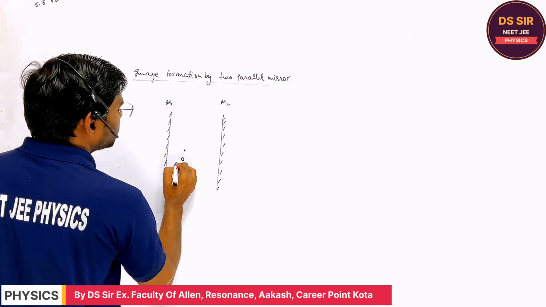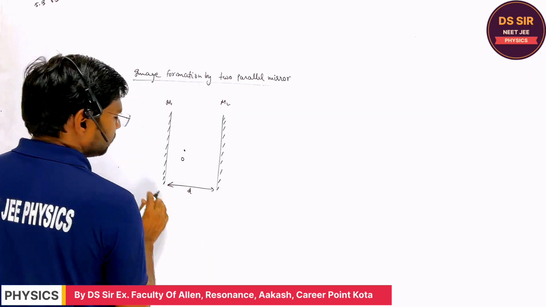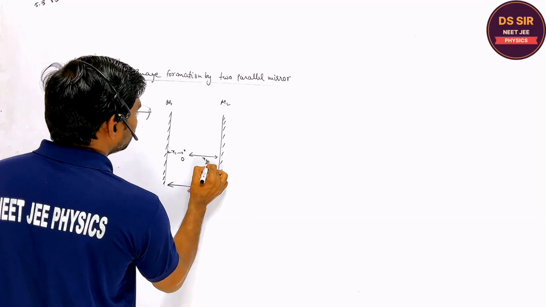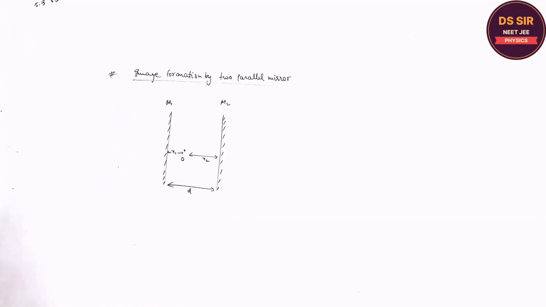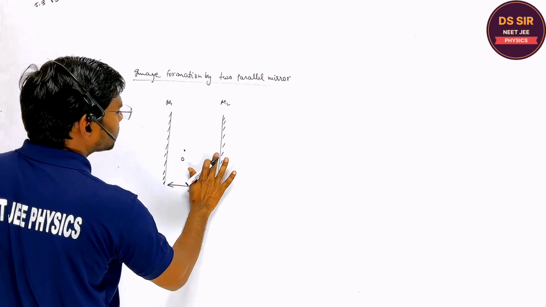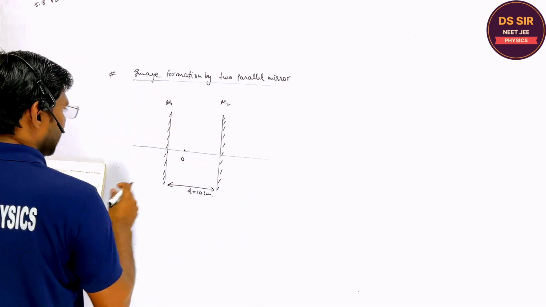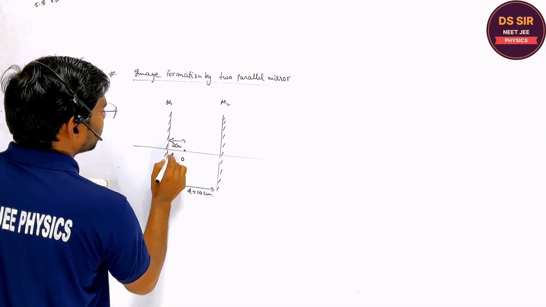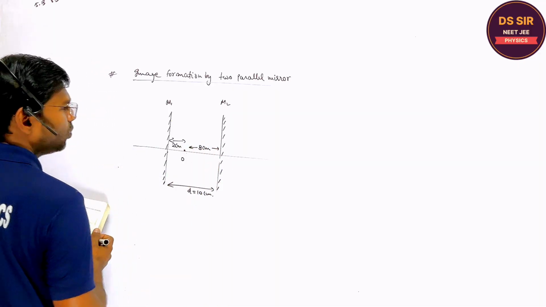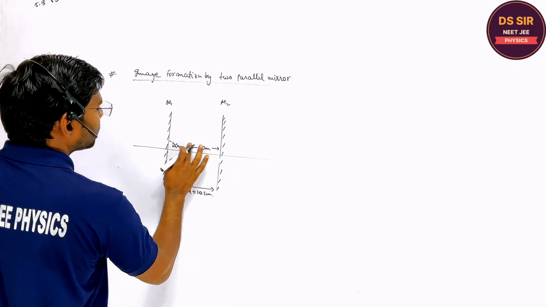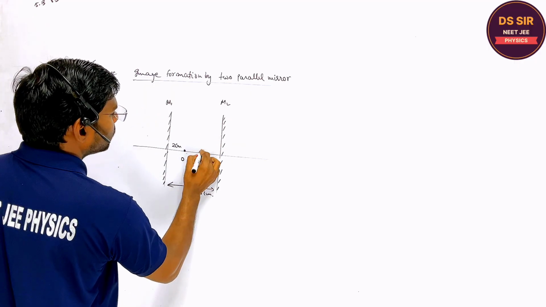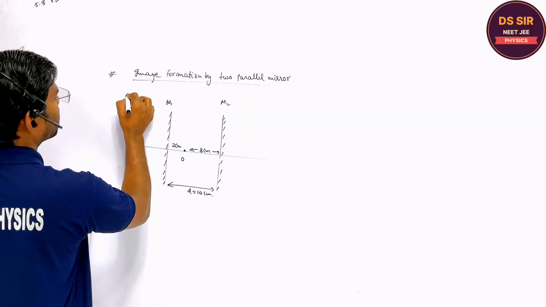If this is the object, the separation between the mirrors is d, right? Suppose this is the distance x1 and this is the distance x2. I'm taking an illustration. Suppose the distance d between the two parallel mirrors is 10 centimeter, and an object is placed like this, at 2 centimeter from here. So this distance must be equal to what? Say 8 centimeter. You have to find the image formed by mirror M1 and mirror M2. Fine. This is the question you can think.